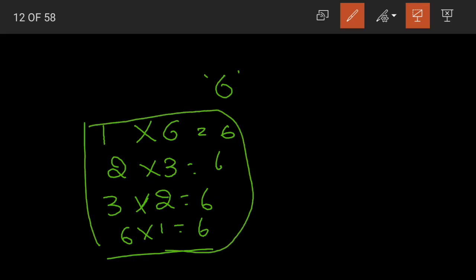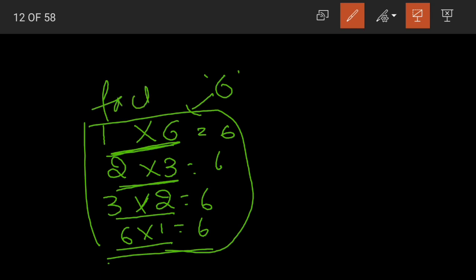Yes children, all these are the factors of the number 6. See, the numbers that we are multiplying here become our factors. Now, when writing the list of factors, it's always good that we write the factors in ascending order: 1, 2, 3 and 6.